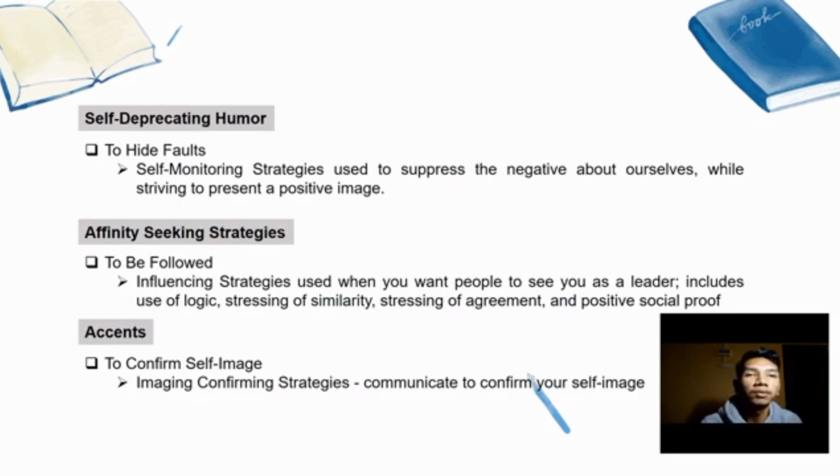Affinity seeking strategy. To be followed, the influencing strategy is used when you want people to see you as a leader, including the use of logic, stressing similarity, stressing agreement, and positive social proof. And the last is the image-confirming strategy, to confirm self-image. The point is to communicate to confirm your self-image. For example, if you see yourself as the life of the party, you tell jokes and try to amuse the people in the party.